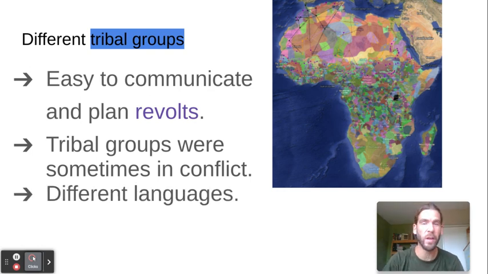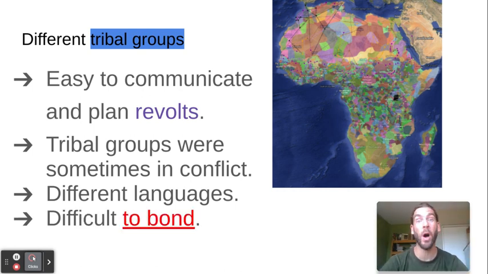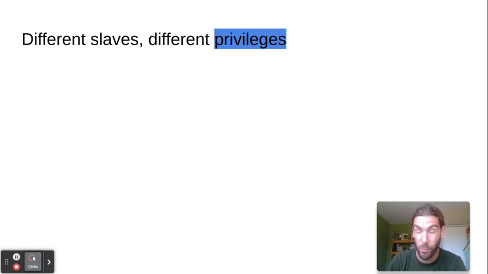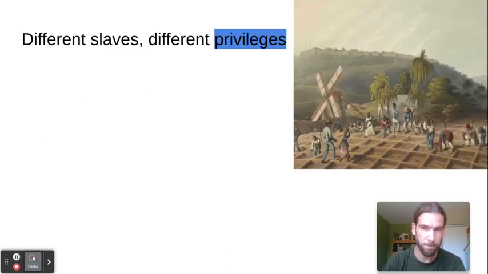Also, that meant that all of these people from Africa had different languages. That also makes it difficult to bond together. It is difficult to connect everyone. So these were ways in which the planter could make sure that their slaves would not bond as easily.